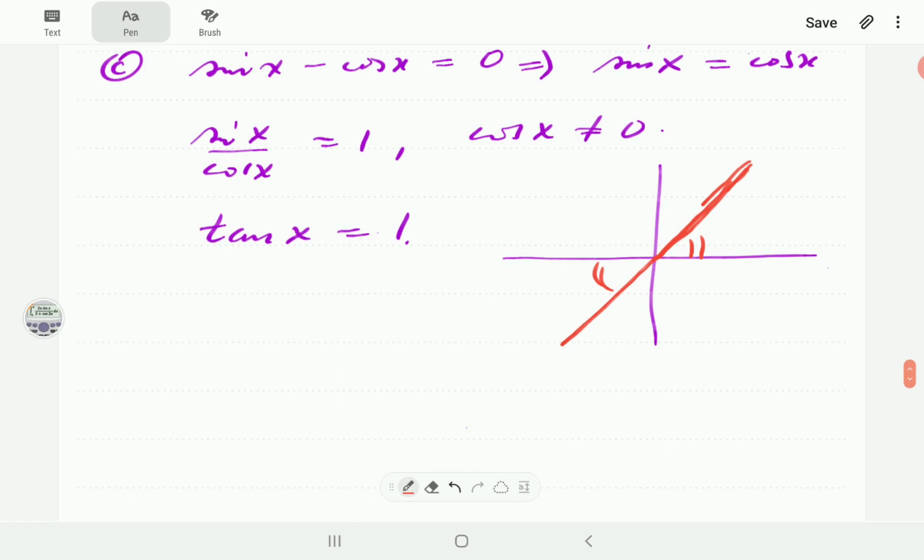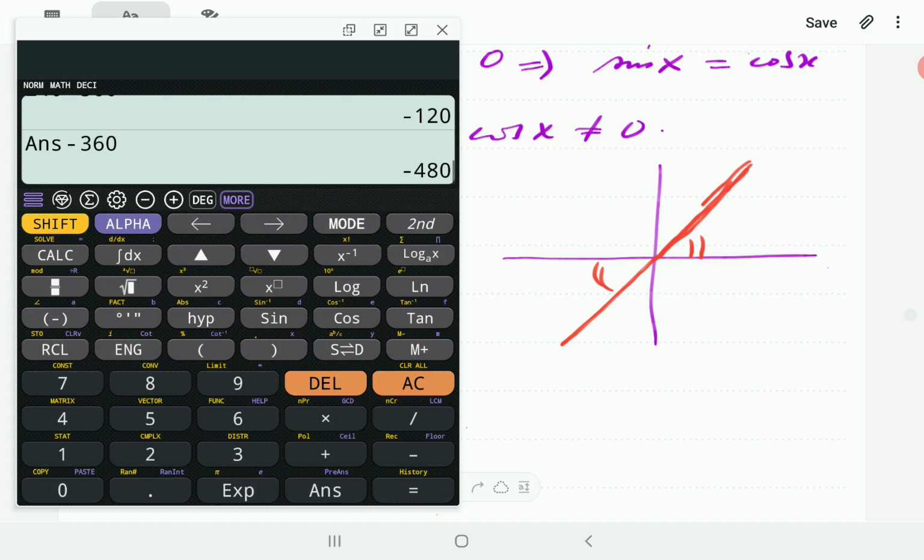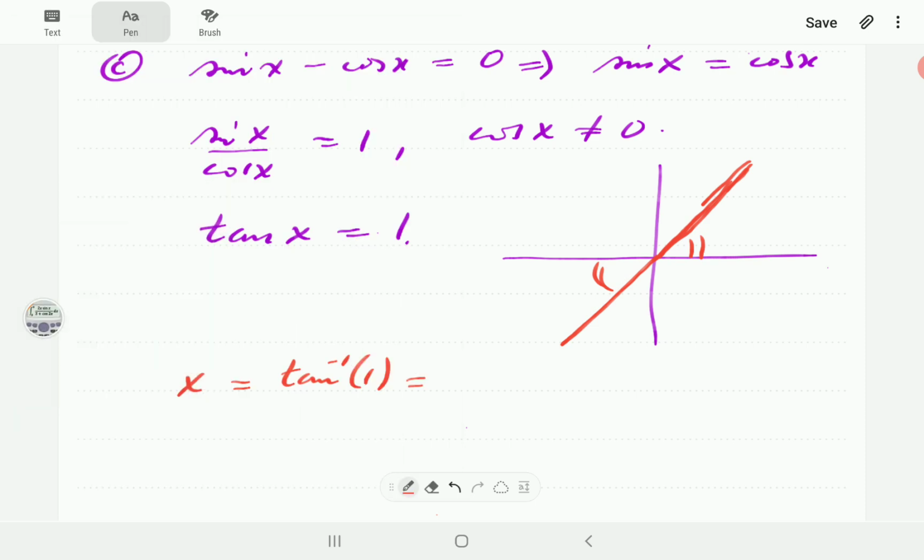Right, so we do what we did even before. So we say x is going to be inverse tangent 1. So inverse tangent 1, we find 45. So that means this is going to be 45 degrees. This one here is going to be 45 plus 180, because they're on a straight line.